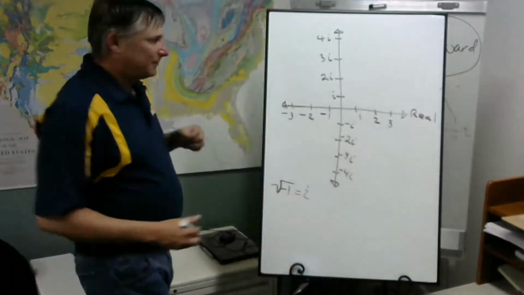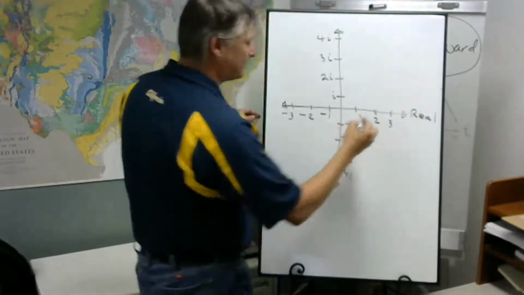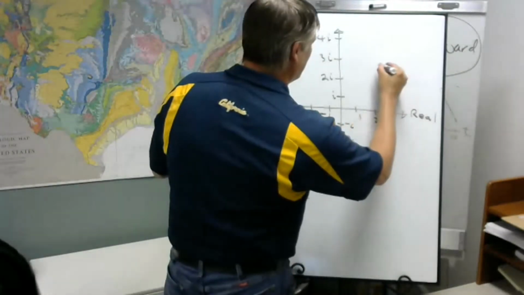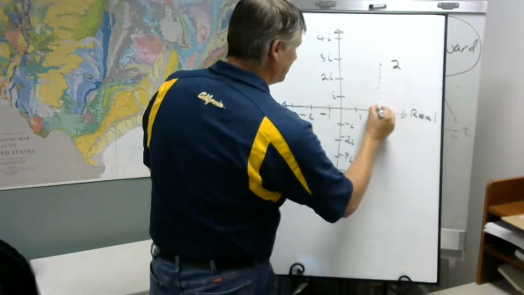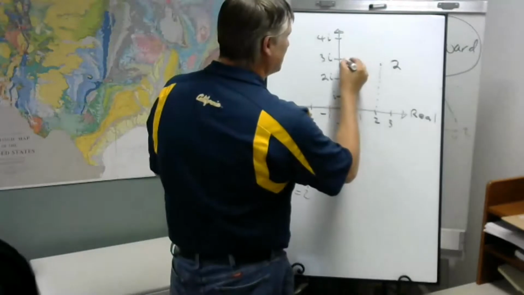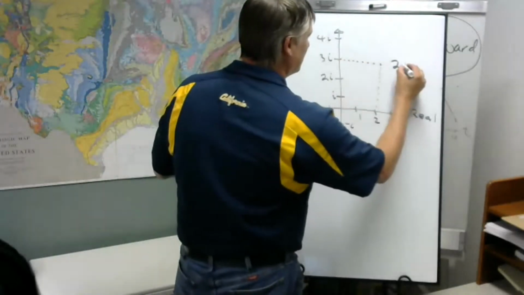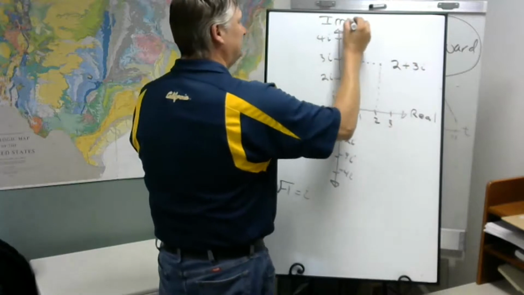So if we're going to graph, say, 2 plus 3i, well, that's going to be here. 2 above the 2 on the real axis, and then here's 3i on the imaginary axis.